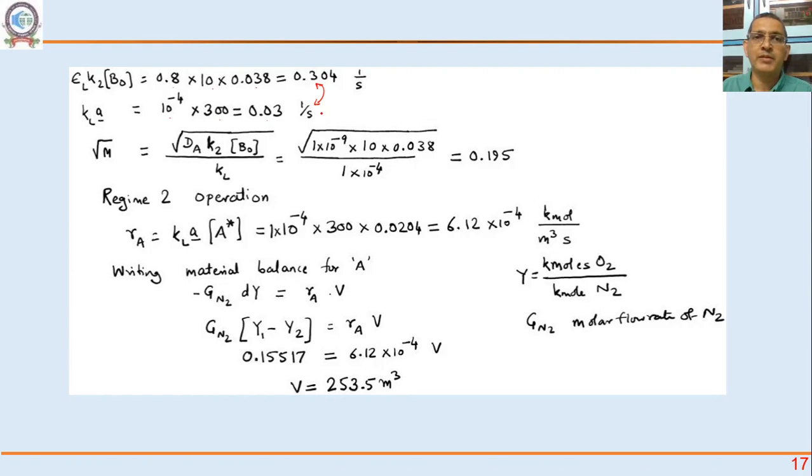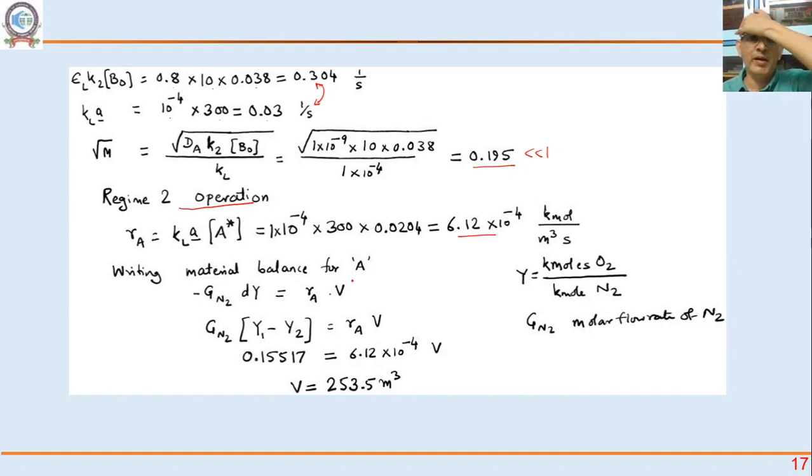Definitely mass transfer is limiting, but it could be any reaction regime. Definitely not regime 1. It could be 2, 3, 4. Let's calculate root M, DAK2 B naught by KL. It's 0.195. Root M is far less than 1, so it is regime 2 operation. KLA is 10 times lower. Right? So RA is KLA into A star.